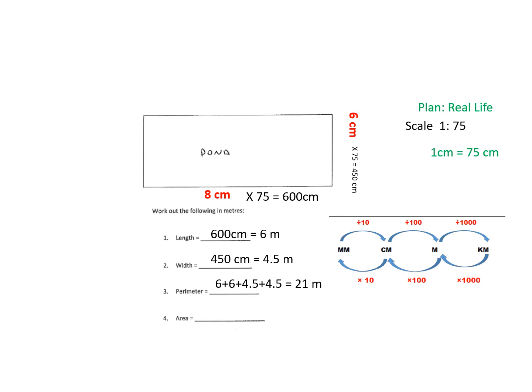To work out the area is length times width, and again only use the real life measurements and the units that it wants you to give in your answer. So here we have a length of 6 metres and a width of 4.5, and I'm going to times them to get 27 metres squared. And again, remember to put your metres squared in your answer. These things normally aren't given, so just remember that whenever you're giving your answers, put in your units at the end. Okay.